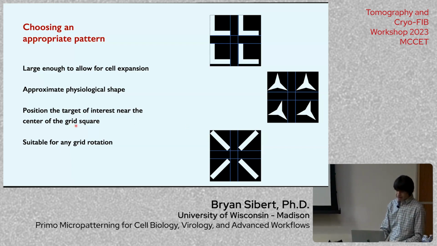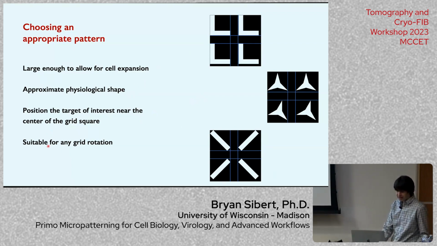Another thing you need to think about is that you want your target of interest near the center of the square. With this top pattern, we wanted to look at released virions. So that's why we were trying to put the cells near the grid bar, with the hope that they would release virus into the center. And then our virus would be here. We didn't so much care that the cell itself was right next to the grid bar, but this would probably be a terrible pattern for FIB milling.